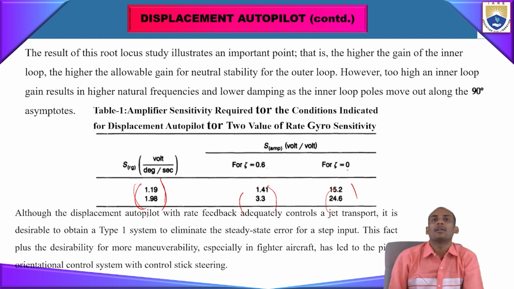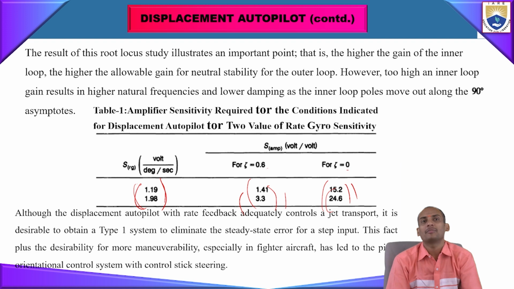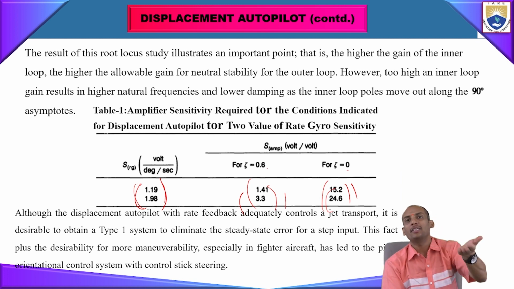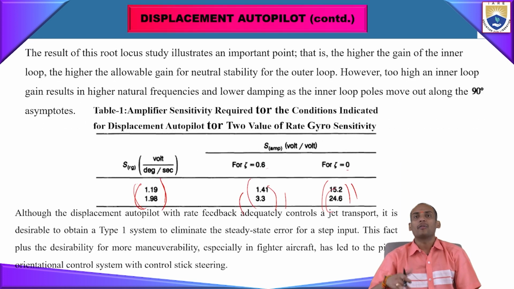For those values, we have given the frequency responses of those functions. Here they are saying that for a transport aircraft it is desirable to obtain that system, and there is a desirability for more maneuverability, like for a more maneuvering operation. Especially for fighter aircraft, the pitch orientation control system is defined by making some changes to this control system. We will see that in coming classes.